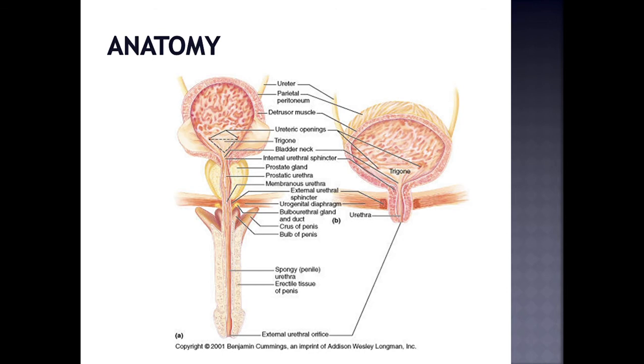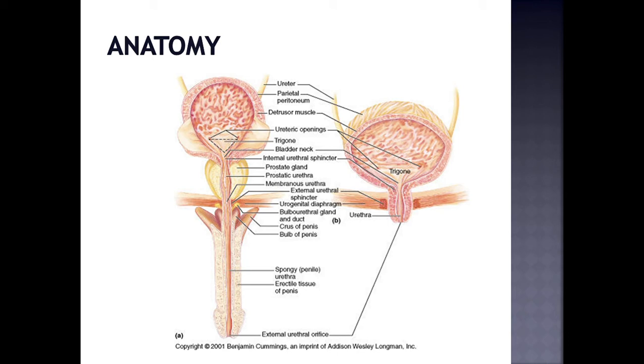Again another diagram: the bladder, the vesicoureteric junctions, the trigone, opening into the urethra, the first part, the prostatic urethra. And here we can see the prostate gland, that is in males. You can see the prostate gland.